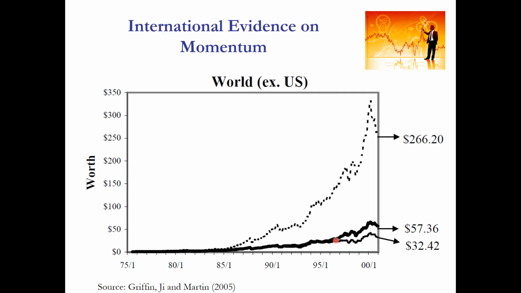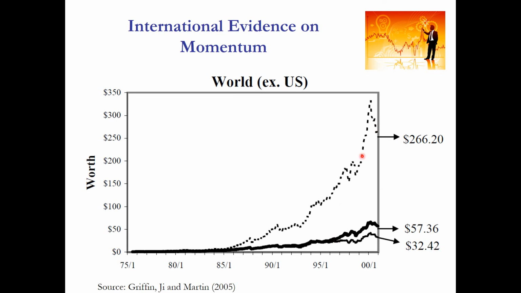So if you just want more evidence with respect to how successful momentum is across time, this is a table looking at momentum across the globe. It's international momentum, from a paper by Griffin, Ji, and Martin in 2005. In this paper, they look at the relative performance of investing $1 in one of three investment strategies. Those three strategies are investing $1 in a portfolio of past winners, investing $1 in a portfolio of past losers, and investing $1 in the market return across time.